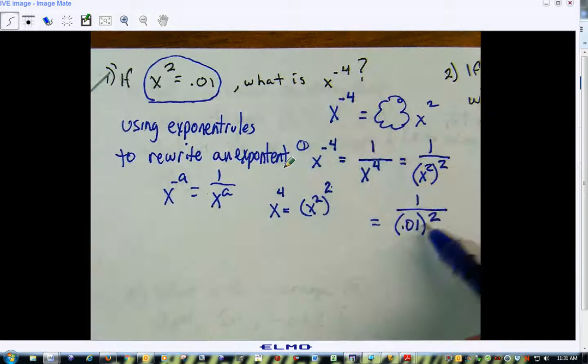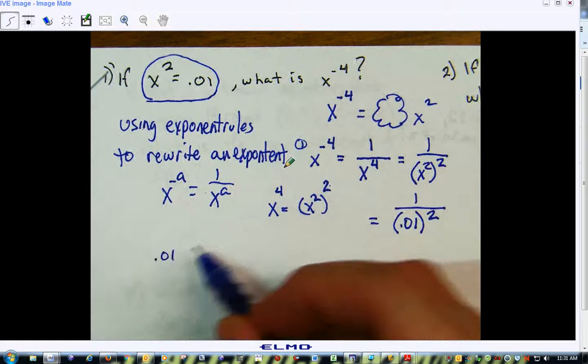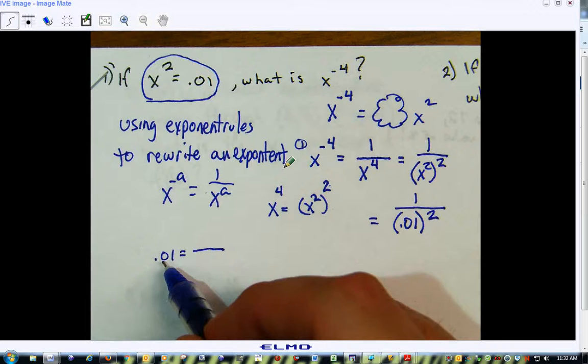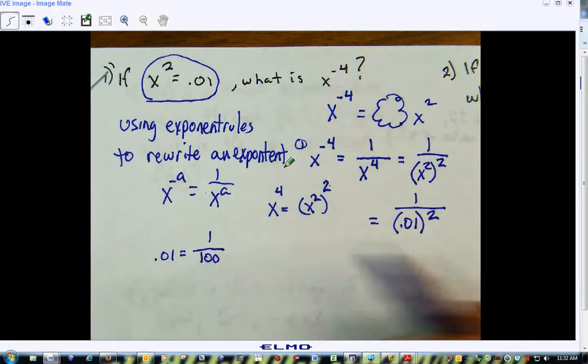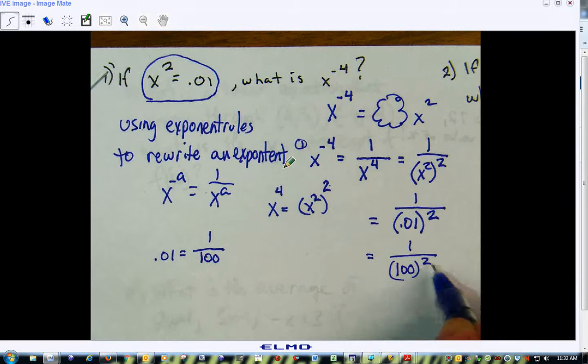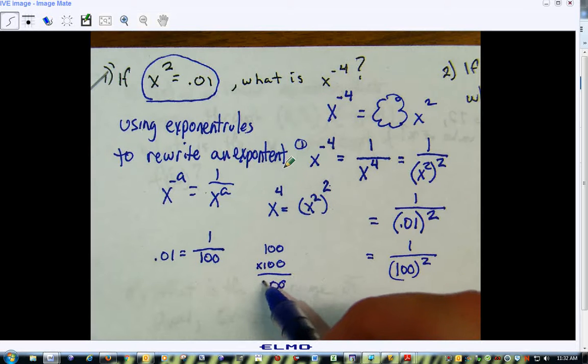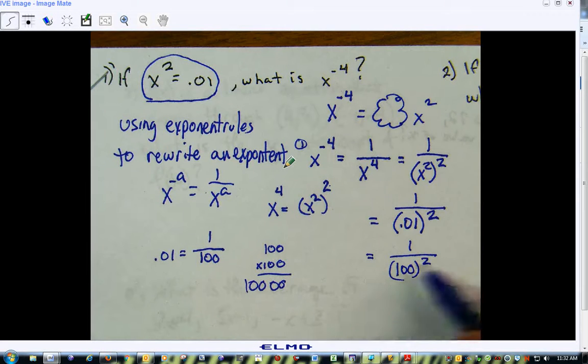So now I need 0.01 times 0.01. But 0.01 is really what fraction? Yeah, it's 1 over 100. So this is going to be 1 over 100 quantity squared. So what's 100 times 100? Which is equal to 1 over 10,000.